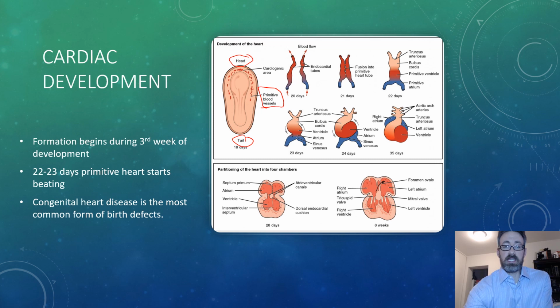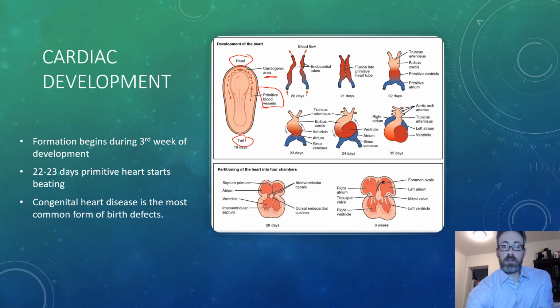What happens is, as these primitive blood vessels start to coalesce, they start to come together, and they're going to start to form in an area of interest for us, which is called the cardiogenic area, which is towards the head, towards the cephalic region.